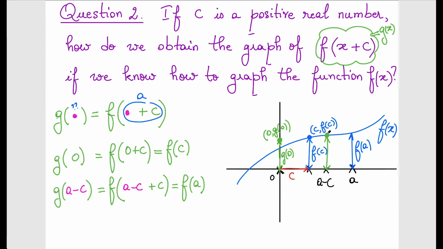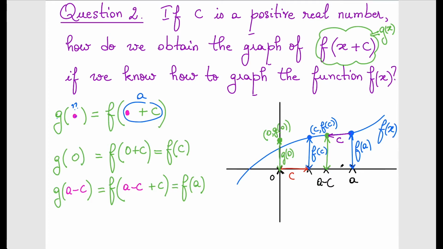So that point here has coordinates a minus c, g of a minus c, but g of a minus c is f of a. Correct? That point corresponds to that point. And how are they related? This green point is a shift of that blue point by the amount c, right? So it's a shift by the amount c, but to the left. Am I correct? Okay.